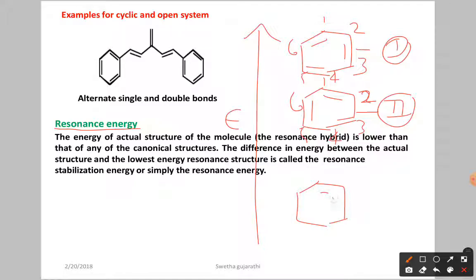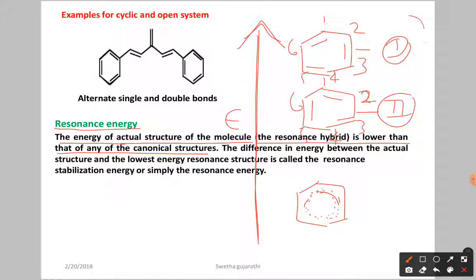This is the word resonance hybrid, which represents the two structures in one structure. This is the resonance hybrid and this circle indicates the pi bond. Now the energy of the actual structure of the molecule, the resonance hybrid, is lower than that of any canonical structure. Here you can see this is the energy increasing order.